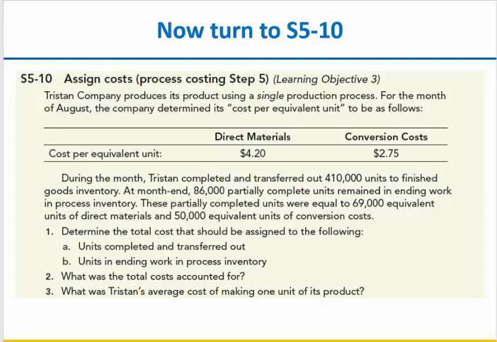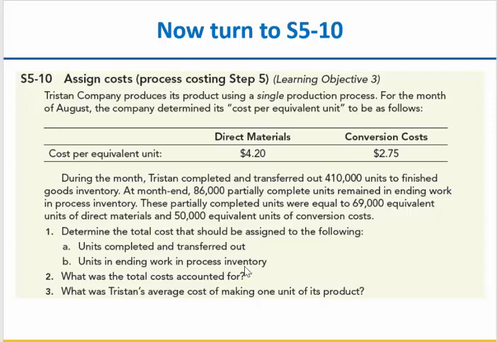Determine the total cost that should be assigned to the following: A. units completed and transferred out, and B. units in ending work in process inventory, and what is the total cost accounted for, which is pretty easy to get to. And what was the company's average cost of making 1 unit of its product. So there are 3 major questions that we are going to address in this problem. First, we are going to take a look at question 1.